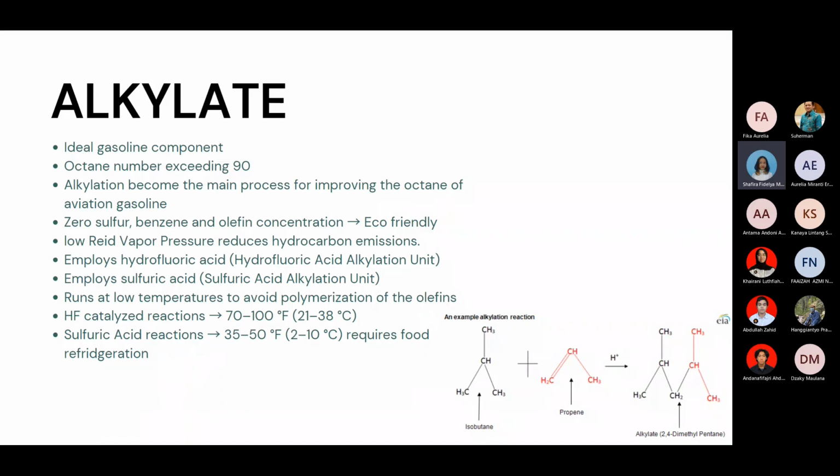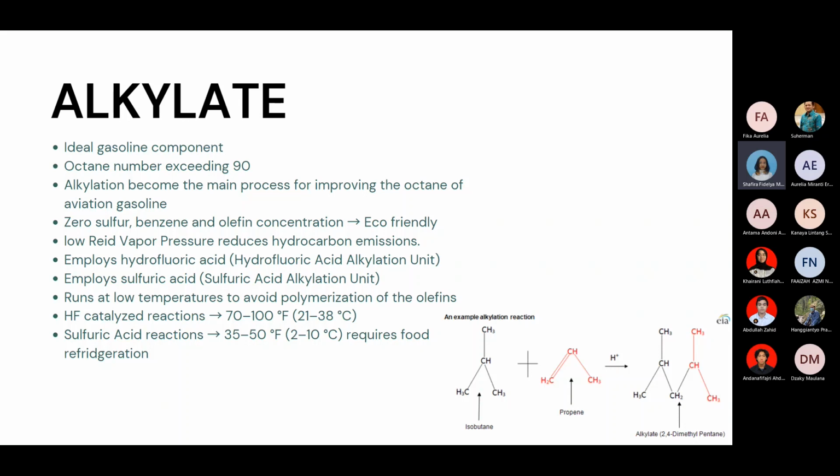Now, what is alkylate? Alkylate is an ideal gasoline component that has an octane number exceeding 90, and it has been the main process for improving the octane of aviation gasoline. It has zero sulfur, zero benzene, and zero olefin concentration, which means that alkylate is eco-friendly. Low Reid vapor pressure reduces the hydrocarbon emissions.